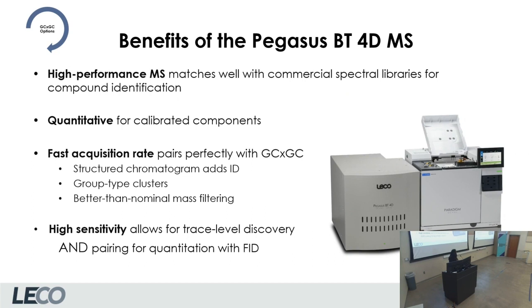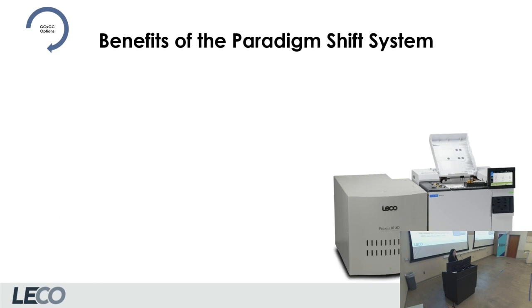And so I won't spend too long on this. The BT is a high performance mass spec. It's quantitative for calibrated components, has a really fast acquisition rate that pairs perfectly with GC by GC, and it also has extremely high sensitivity, which is what allows us to do the splitting that we need to the FID.